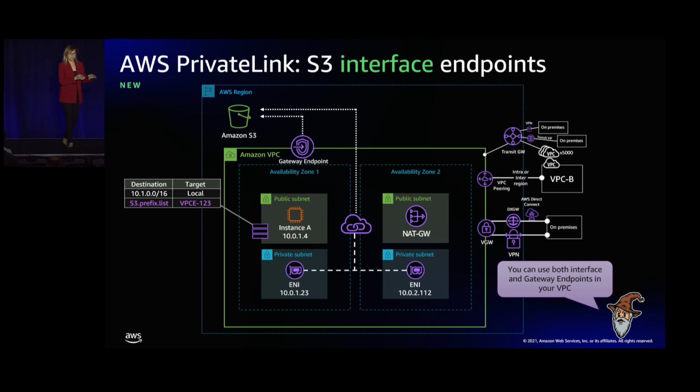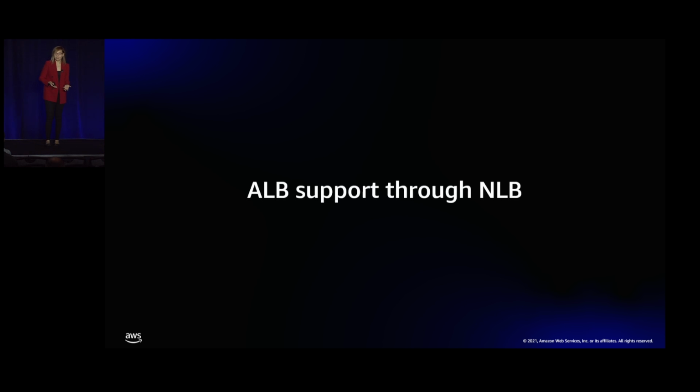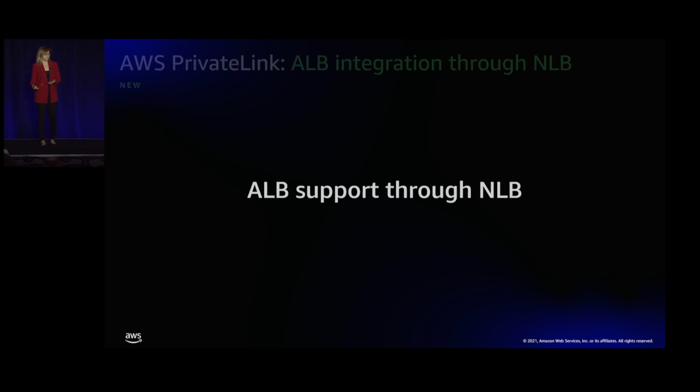Now, I mentioned at the beginning of this section that there are two types of services we can access with PrivateLink: AWS services, or we can maintain our own services. And we've listened to feedback from customers that said, okay, we have services that need to be front-ended by ALBs. So we've brought ALB support for PrivateLink through the integration of NLB.